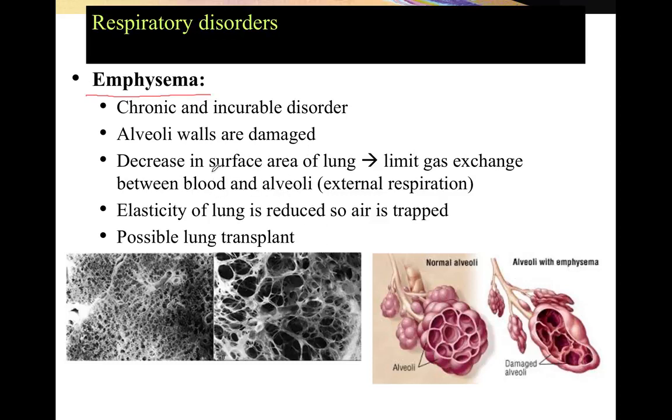Biggest problem is that you have a decrease in surface area of the lungs. So lots of surface area. This is a normal lung. This is a person with emphysema. You can see the cavities are much larger, which means the surface area is much smaller.